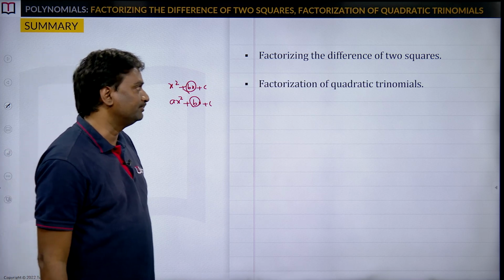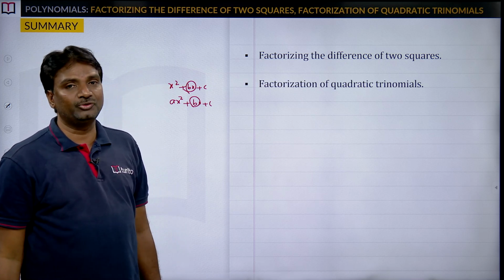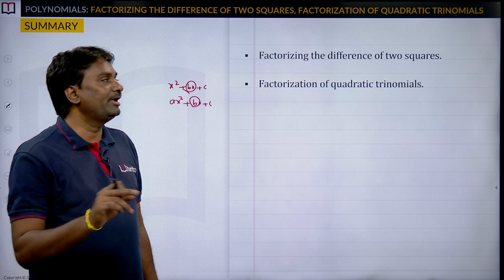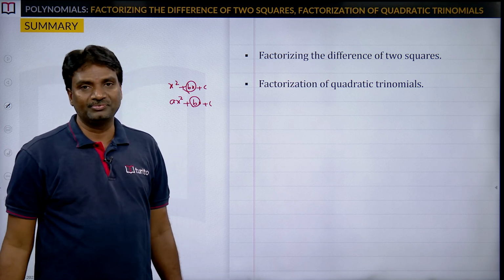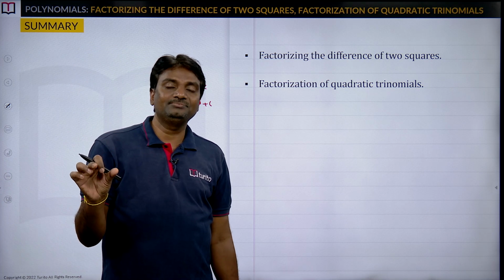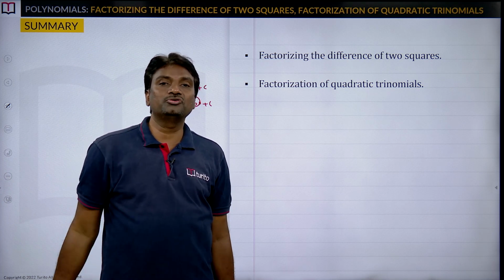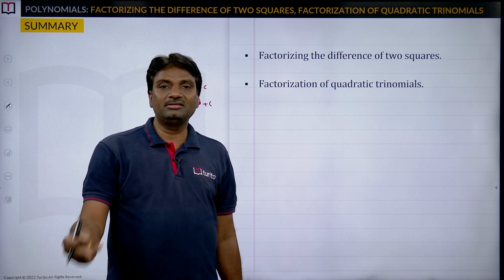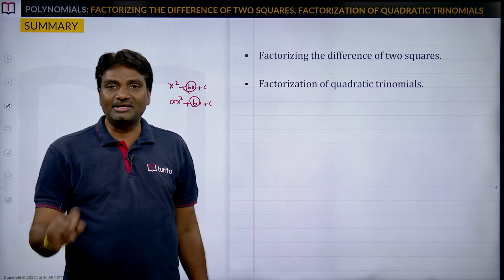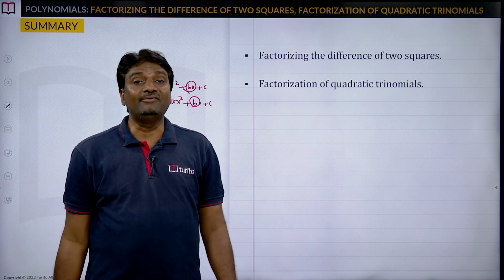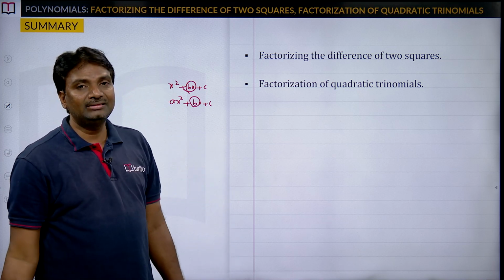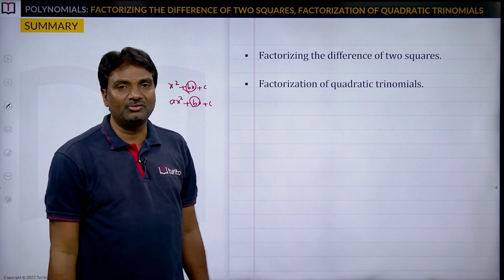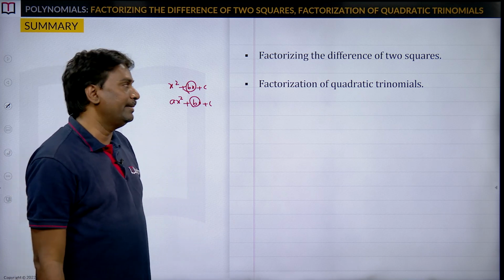We have also discussed factorizing the difference of two squares. When two terms are there, we have to express them in the form a square minus b square. A square is the first term, b square is the second term. A square minus b square means the difference of those two, and we apply the formula a square minus b square equal to a plus b into a minus b.